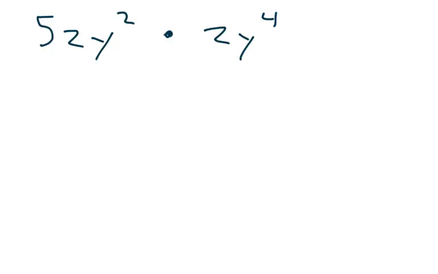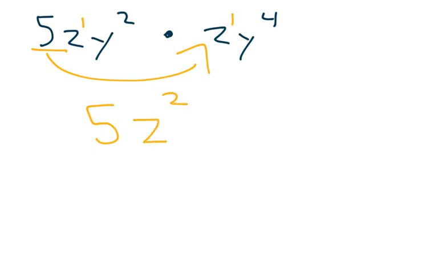And then this one, we get 5z y squared times zy to the 4th. So I don't have any other regular numbers, so 5 is just going to come down. Z times z, imagine there's 1's, so our exponent is 2. And then our y's, we have a 2 and a 4, so we're going to add our exponents together because we're multiplying, and we get 6.